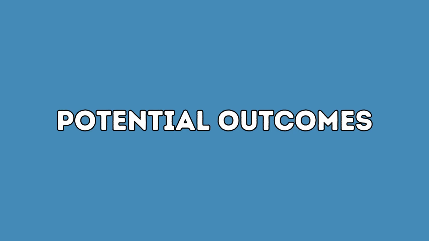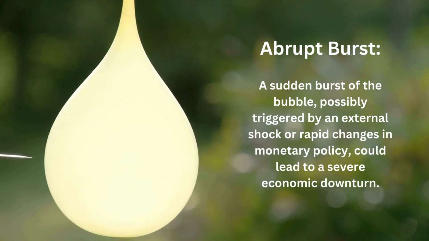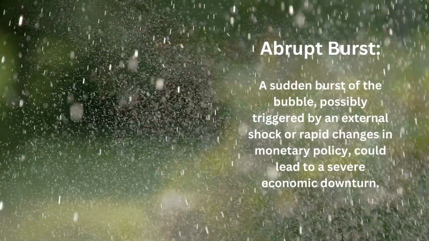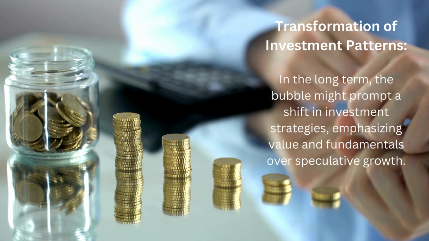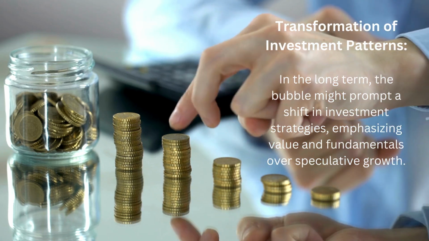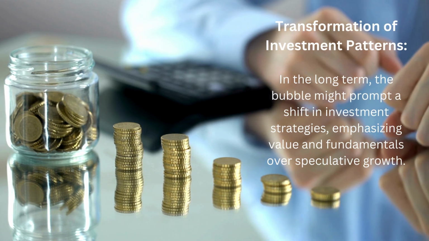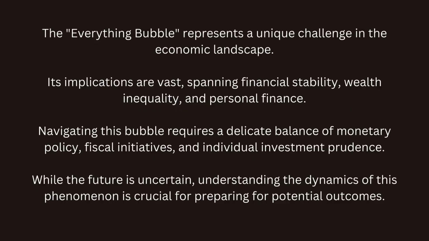Potential outcomes. Gradual deflation. Ideally, a gradual deflation of the bubble, facilitated by careful monetary policy and market adjustments, would minimize economic disruption. Abrupt burst. A sudden burst of the bubble, possibly triggered by an external shock or rapid changes in monetary policy, could lead to a severe economic downturn. Transformation of investment patterns. In the long term, the bubble might prompt a shift in investment strategies, emphasizing value and fundamentals over speculative growth.